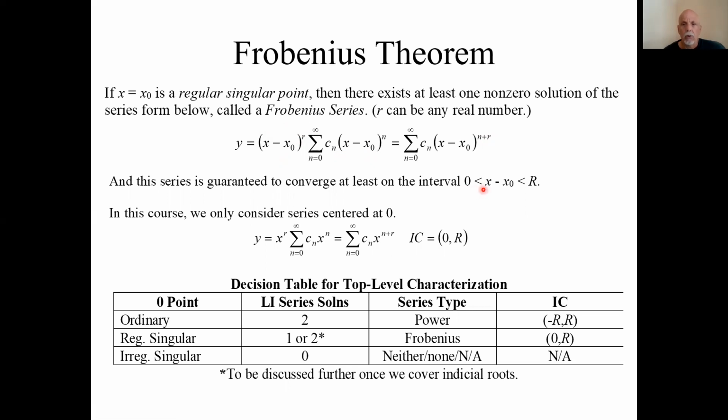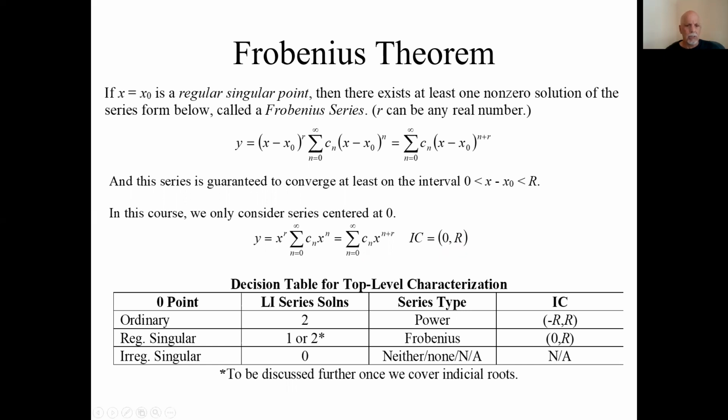This is guaranteed to converge on the interval from 0 to R, about your x sub 0. Remember, power series had a symmetric interval of convergence. Since we're going to center everything at 0, we're going to make these x sub 0 zeros in our case. So here's what our Frobenius series is going to look like, either one of these forms. And its radius of convergence is strictly 0 to R.